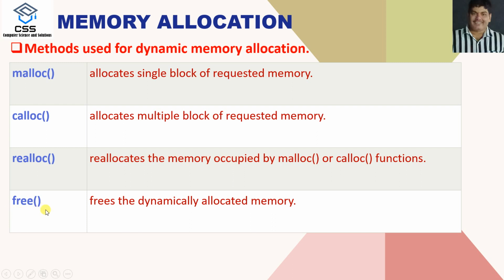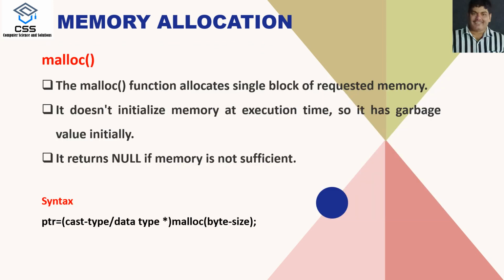What is the work of the free function? The free function's work is this: the memory which is allocated by malloc and calloc, if we want to free it, remove it at the end of the program, then we have to use the function known as the free function. Hence, malloc, calloc, realloc and free are known as dynamic memory allocation functions. We have to discuss them one after another.